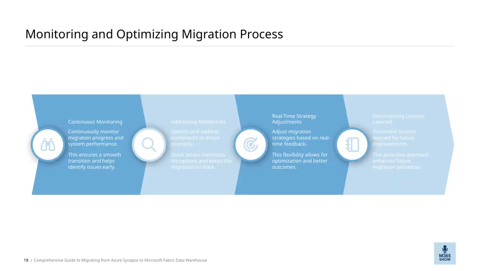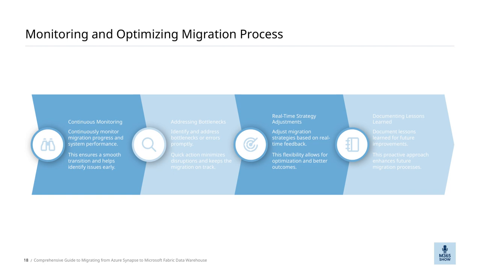Let's talk about the importance of monitoring and optimizing our migration process. First, it's crucial to document lessons learned throughout the project. This helps us identify what worked well and what could be improved for future migrations. Taking a proactive approach like this really enhances our overall process and reduces errors down the line. Next, adjusting our migration strategies based on real-time feedback allows us to stay flexible. If we spot a problem or see a better way to proceed, we can make quick changes to optimize results and ensure a smoother transition.